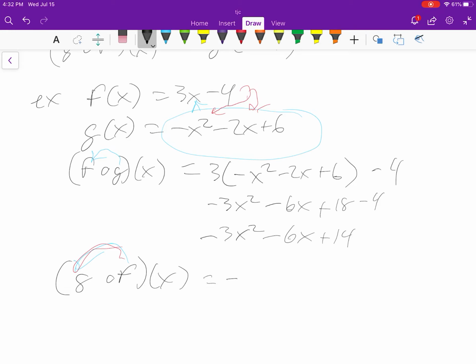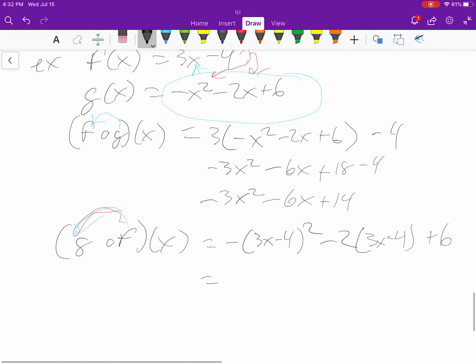So here's your g function, which is negative x squared minus 2x plus 6. You're going to replace the x squared with 3x minus 4 in parentheses. The x squared becomes negative, in parentheses 3x minus 4, squared, because that's your x, minus 2. And what's your x again? Your x is 3x minus 4. And then we have plus 6.